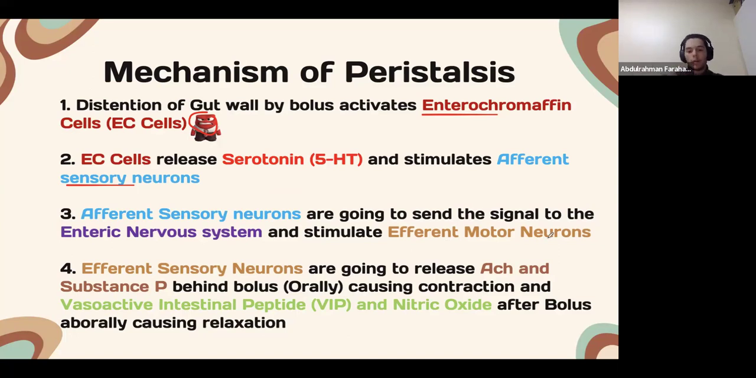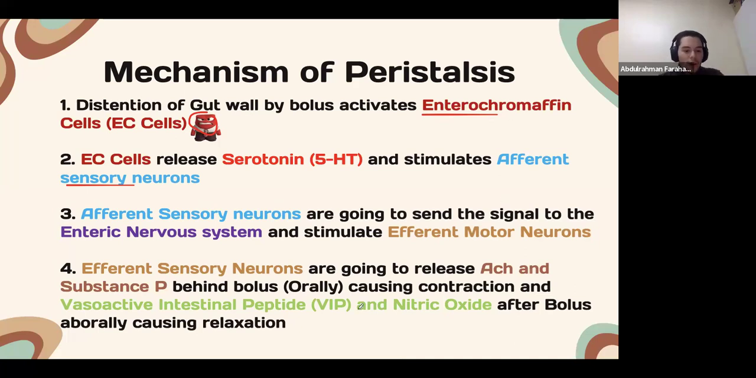The efferent, as we said, will divide into two parts, a part going behind the bolus and a part going after the bolus. The ones going behind the bolus are going to contract, so we're going to release acetylcholine and substance P. The ones going after the bolus are going to relax, releasing vasoactive intestinal peptide and nitric oxide.